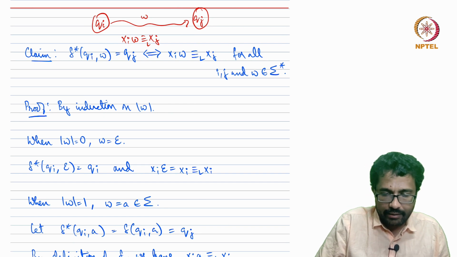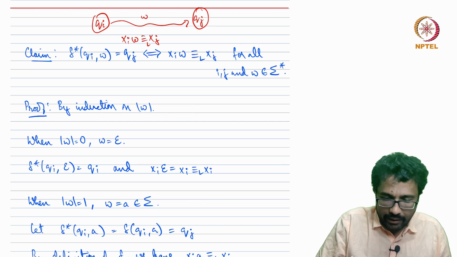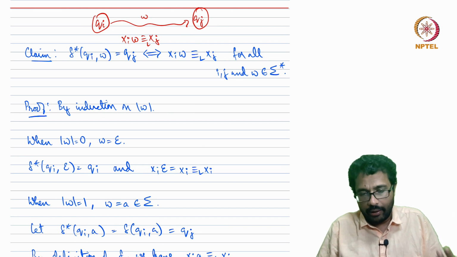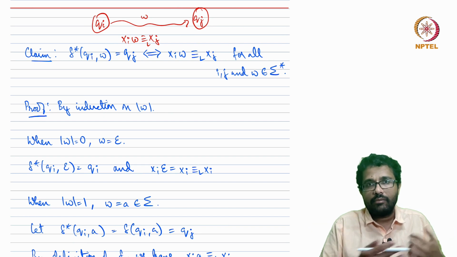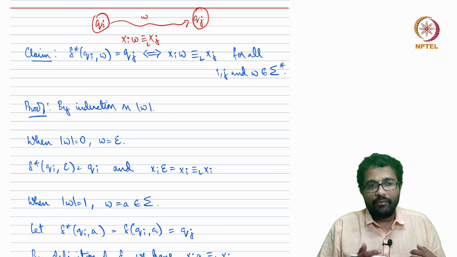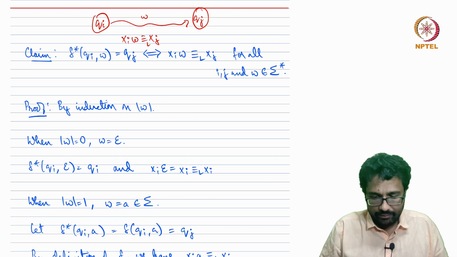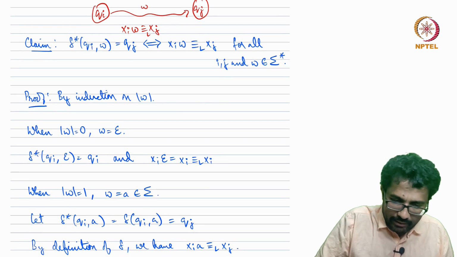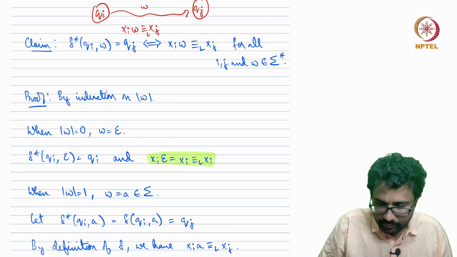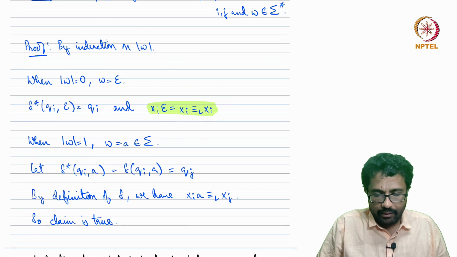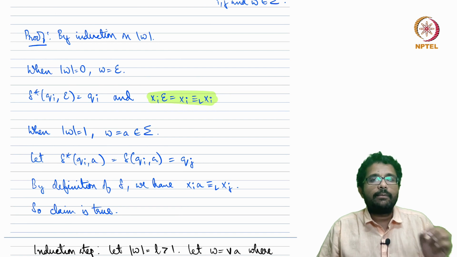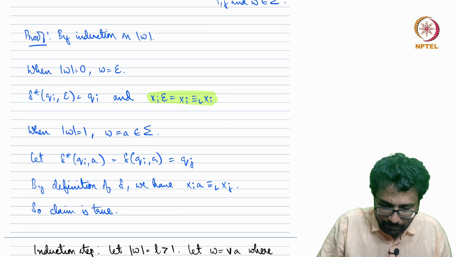If the empty string takes it to some other state, then Xi epsilon also is equivalent to the corresponding state. So the empty string takes it to Qi, because the empty string cannot move the states in a DFA. But then Xi followed by the empty string is equivalent to Xi itself. So hence this is true in the case of W equal to the empty string. When the length of W is 1, which means W is a symbol from the alphabet, W is some symbol A from the alphabet.